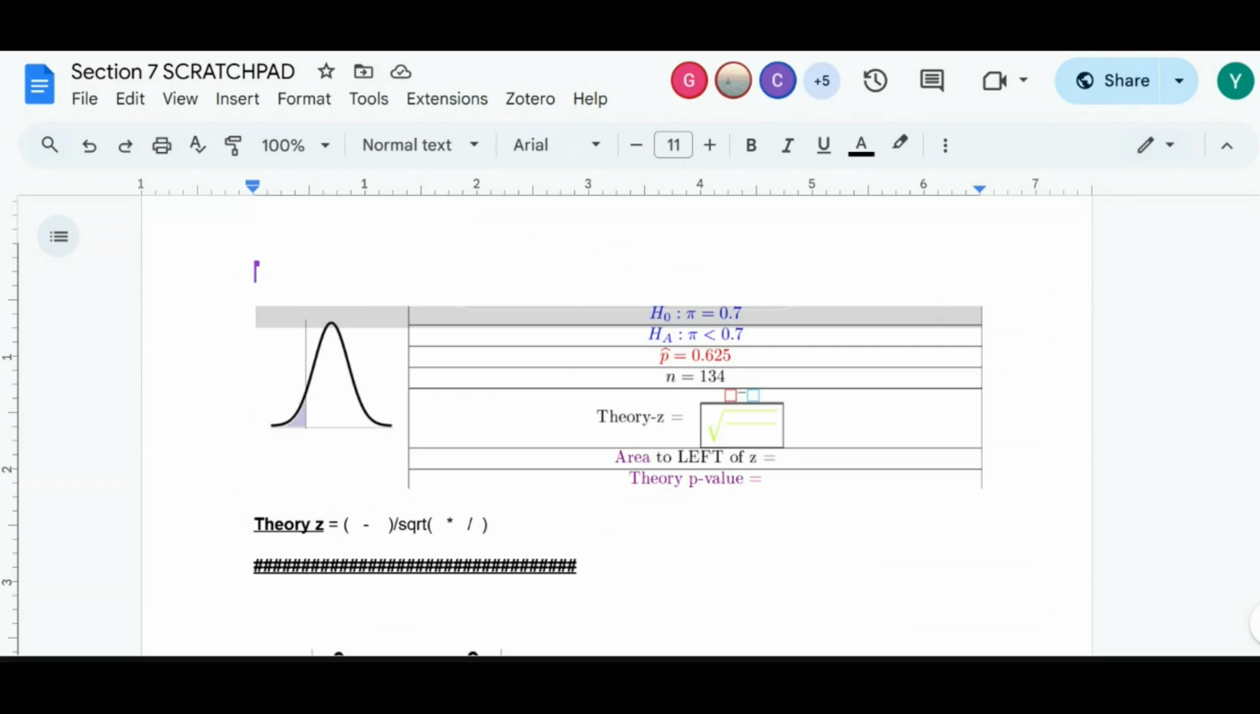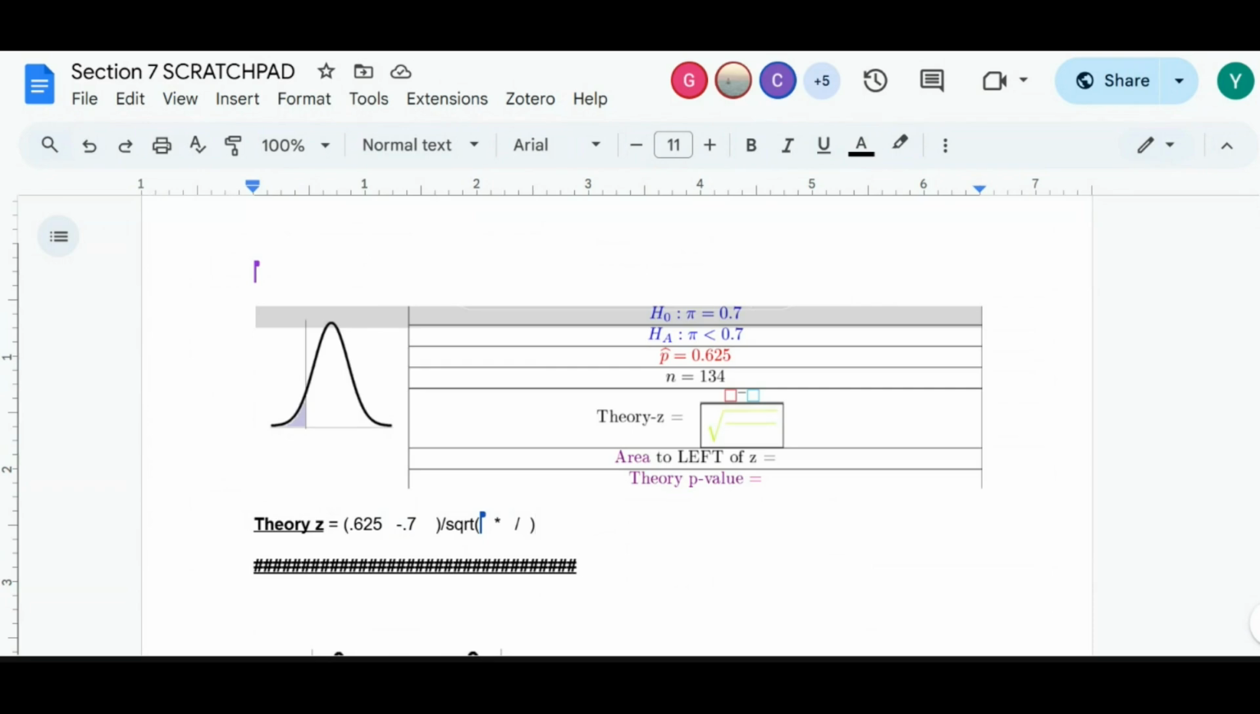Anyone want to show me your answer? That's right. 0.625 is your p hat. Good. That's red. And what's blue? 0.7. Now, if I didn't use colors, could you have known this?